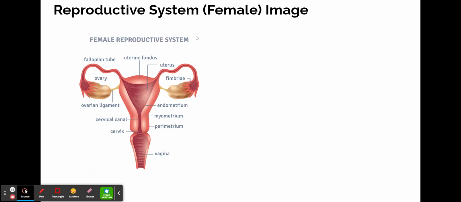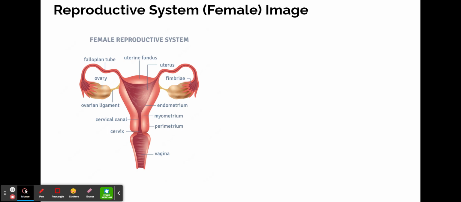All right, next up is the reproductive system in females. It's a complex network of organs that work together to facilitate reproduction and support the development of offspring. It consists of several key structures, including the ovaries, fallopian tubes, the uterus, cervix, and vagina.